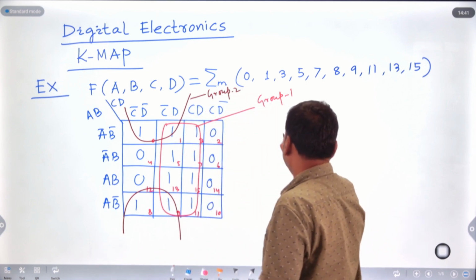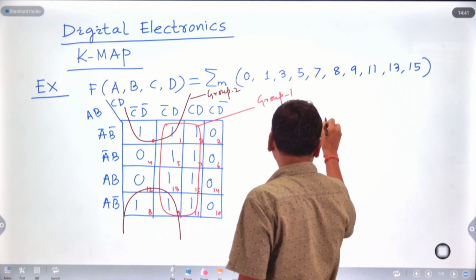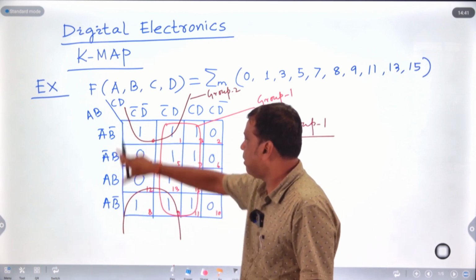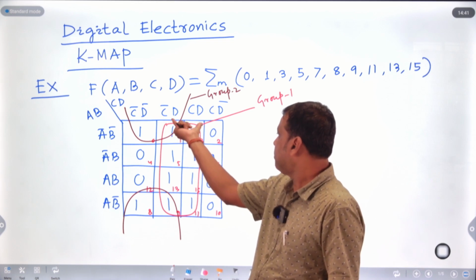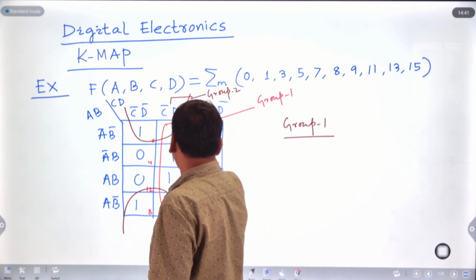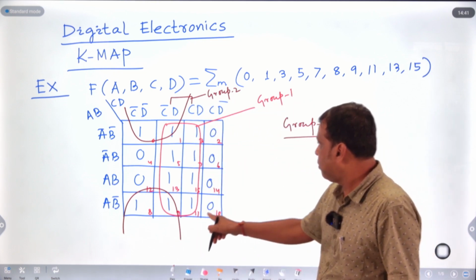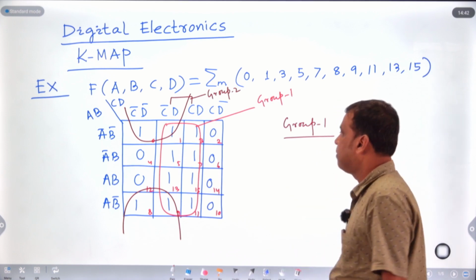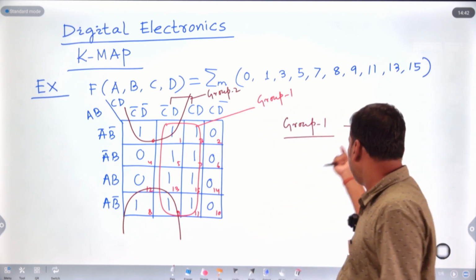So from group 1, what will we find? Here, column-wise, all are different, which means they cancel out. But in this case, this is C bar D and this is CD. The common is only D. So this group gives you the value D. That means if the four 1s are combined, the result will be only D.